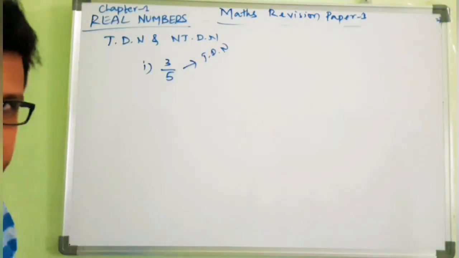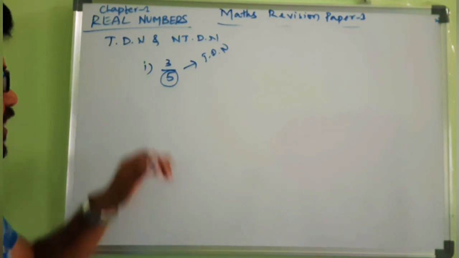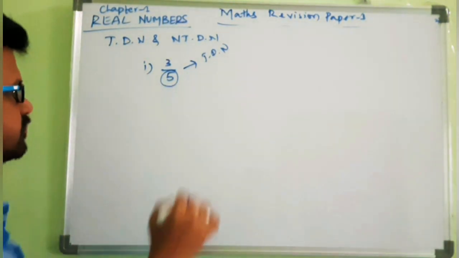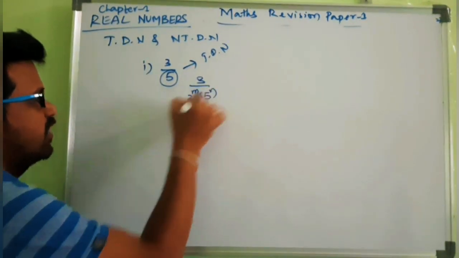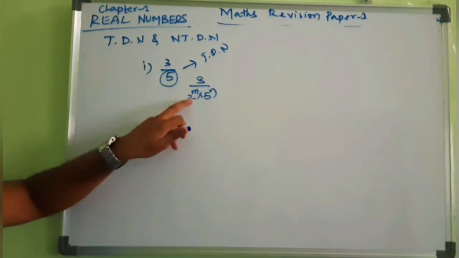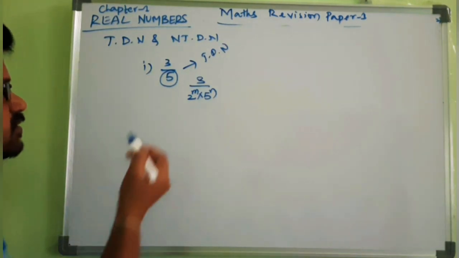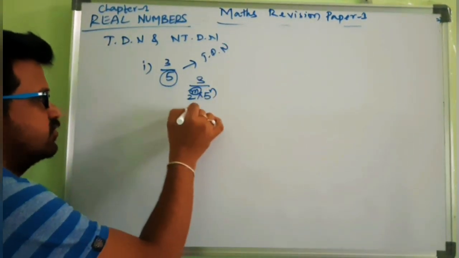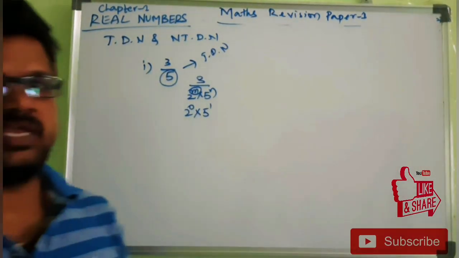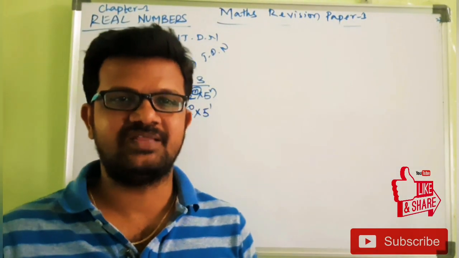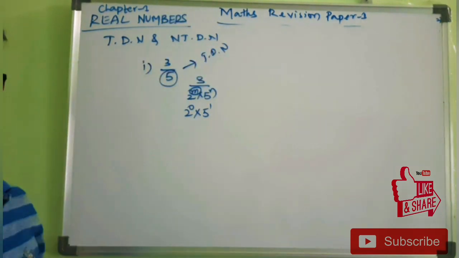decimal number. Reason, what is the reason? If you check the denominator, there is only one number, that is 5. Means the denominator is in the form of 2 power m into 5 power n. So where is 2? Means m is equal to 0, 2 power 0 into 5 power 1, n is equal to 1. So if any number is a terminating decimal number, then the denominator must be in the form of 2 power m into 5 power n.